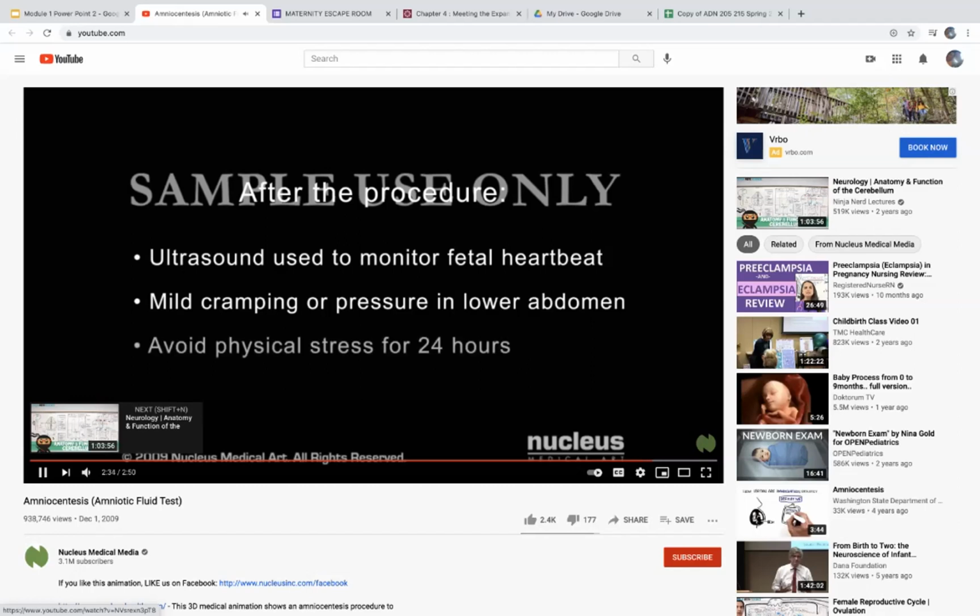For about 24 hours after your procedure, you will be advised to avoid physical stress, such as vigorous exercise, lifting, prolonged standing, and sexual activity.